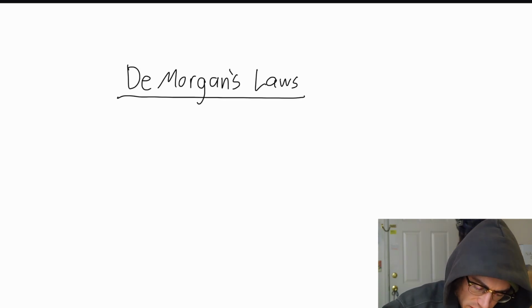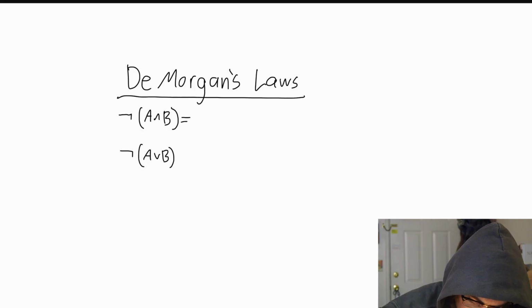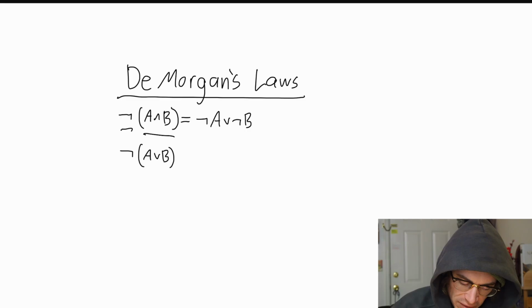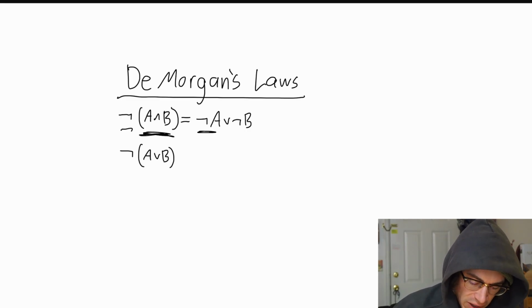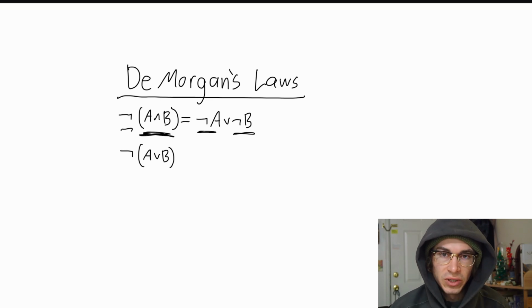So I have one more topic I'd like to cover before the end of this video, and that is DeMorgan's laws. These laws tell us how negation interacts with conjunction and disjunction. For conjunction, the rule is that not (A and B) is the same as not A or not B. Because if you do not have A and B, that means at the very least that you either don't have A or you don't have B. Possibly you don't have either.